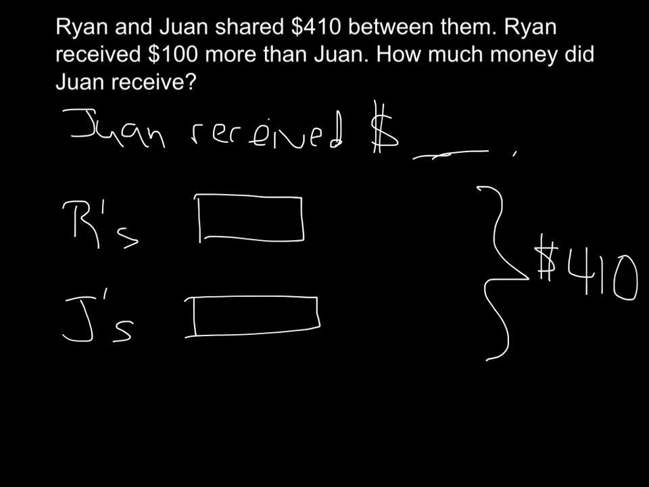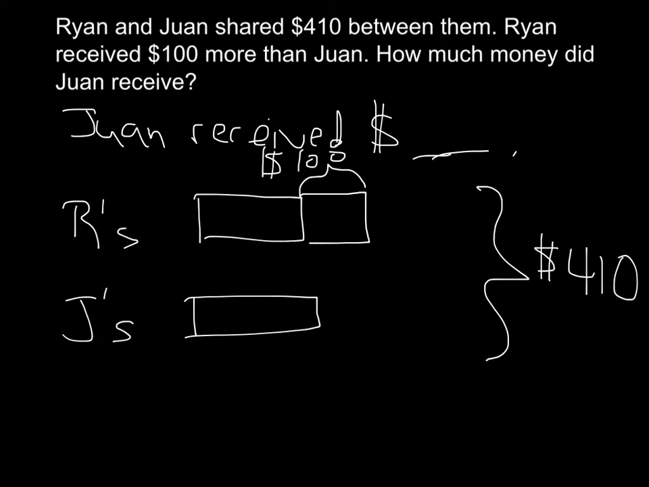The next says Ryan received $100 more than Juan. Now right now it shows Ryan and Juan each having 1 unit. That's what our empty bars are, because I don't know what numbers should go with them. But now I see that Ryan should actually have an extra bar that is $100.